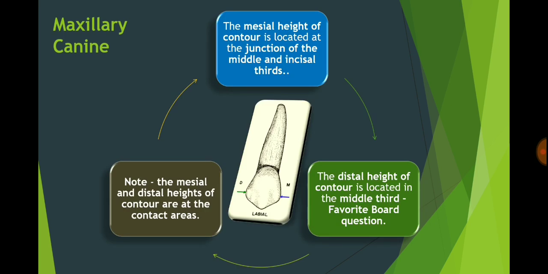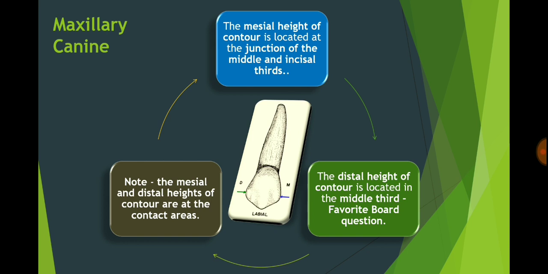All right. So the mesial height of contour of the maxillary canine is located at the junction of the middle and incisal third. Now remember, the mesial surface of the maxillary canine contacts the distal surface of the maxillary lateral incisor, and the distal contact area of the maxillary lateral incisor is located in the middle third.